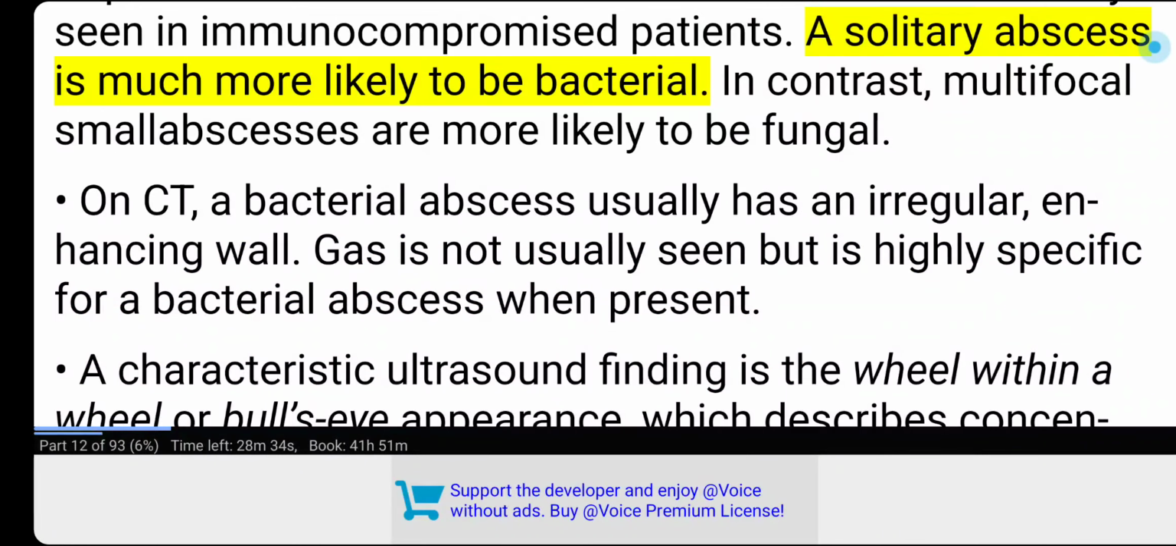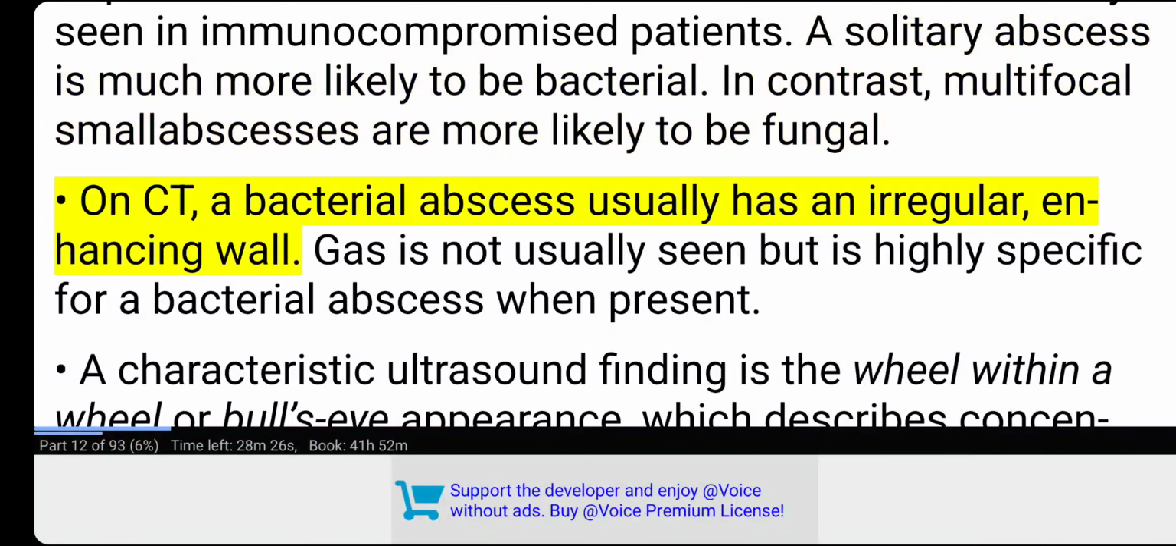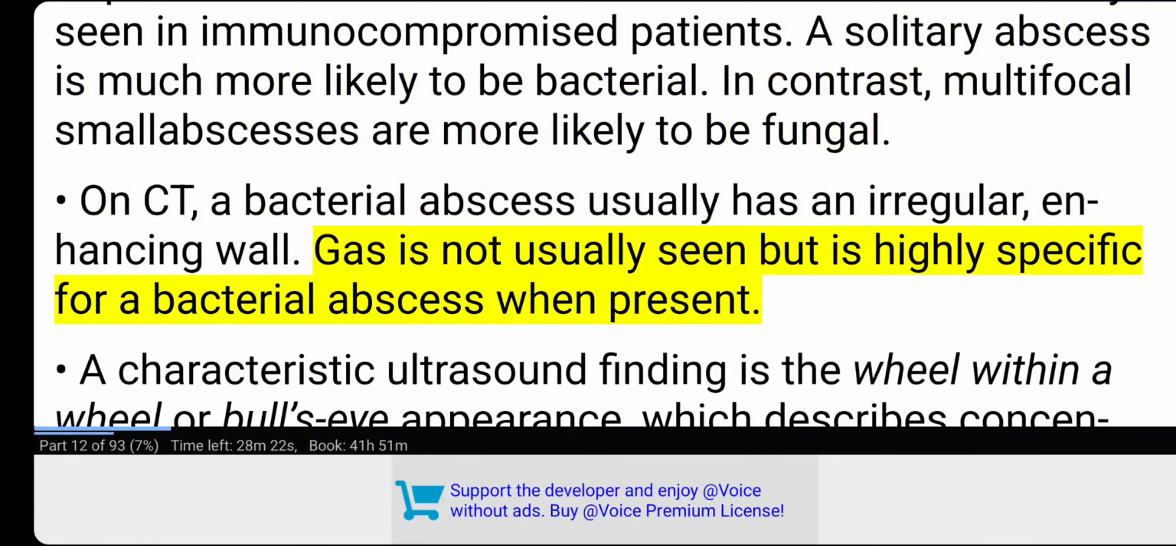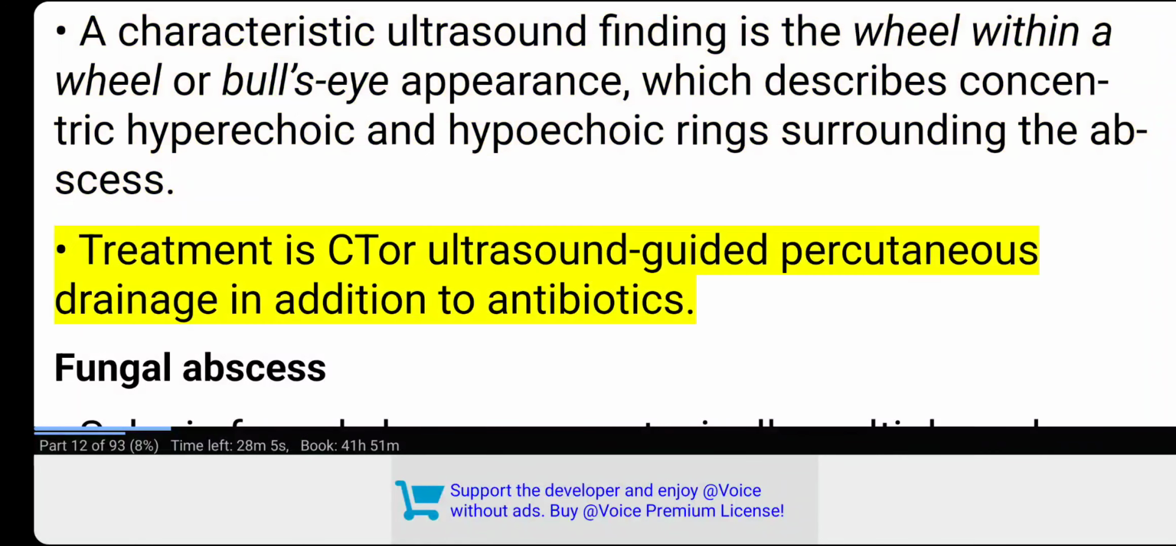A solitary abscess is much more likely to be bacterial. In contrast, multifocal small abscesses are more likely to be fungal. On CT, a bacterial abscess usually has an irregular, enhancing wall. Gas is not usually seen but is highly specific for a bacterial abscess when present. A characteristic ultrasound finding is the wheel within a wheel or bull's-eye appearance, which describes concentric hyperechoic and hypoechoic rings surrounding the abscess. Treatment is CT or ultrasound-guided percutaneous drainage in addition to antibiotics.